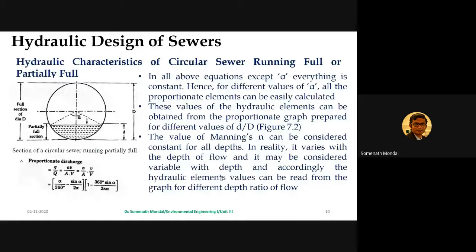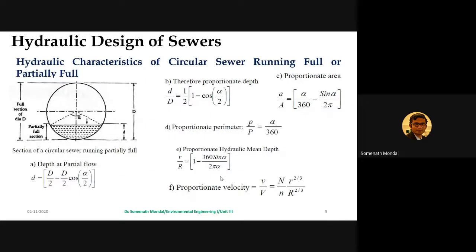And then finally, now if you assume that the roughness coefficient is also same and it does not change with respect to depth, then you can take small n equal to capital N, then the things become more simpler. So proportionate velocity would become, in that case, n by n gets cancelled out. So you will have small r to the power 2/3 by capital R to the power 2/3. Now the small r by capital R is what you have already calculated, right? That proportionate HMD.